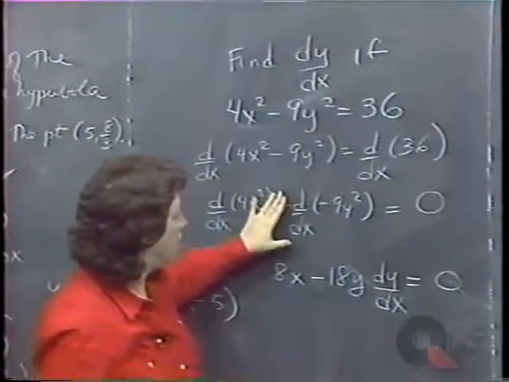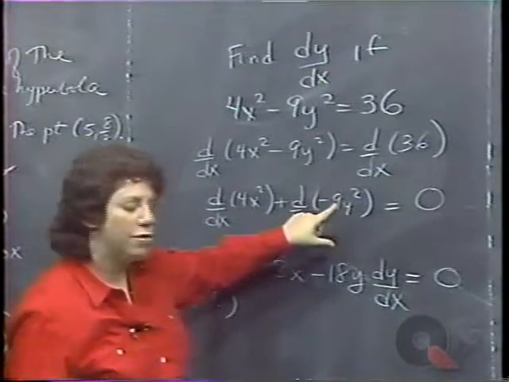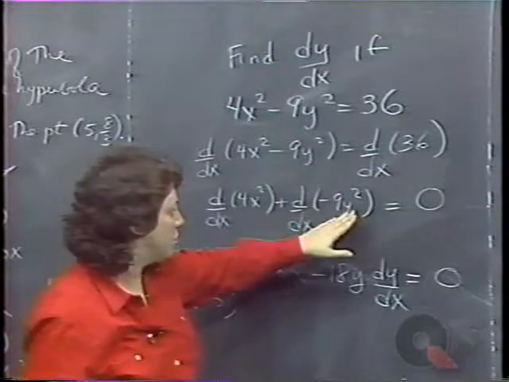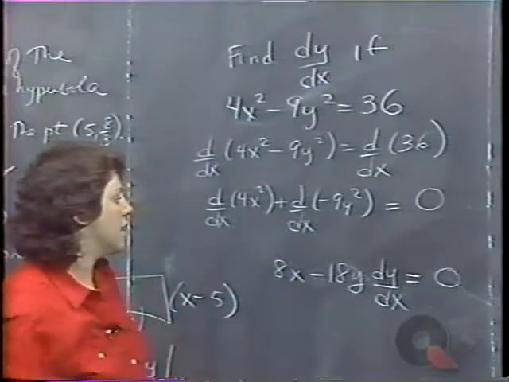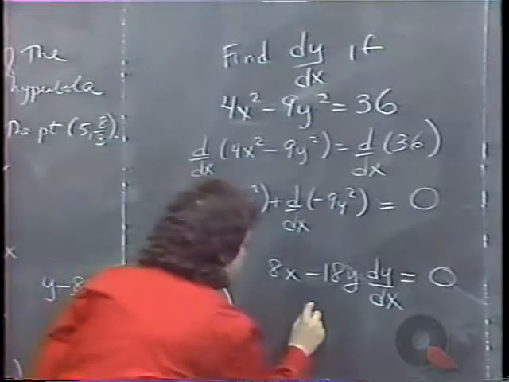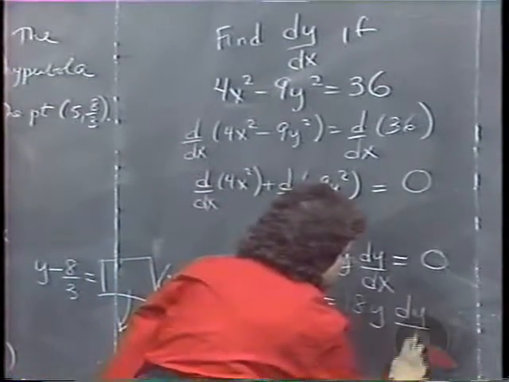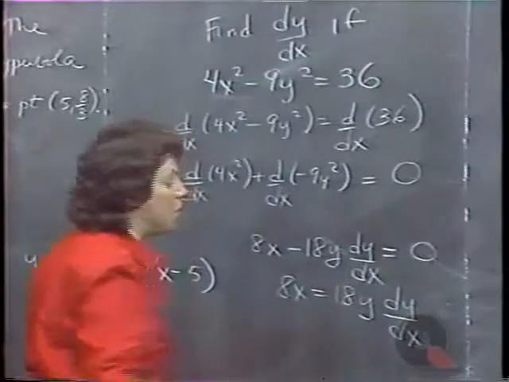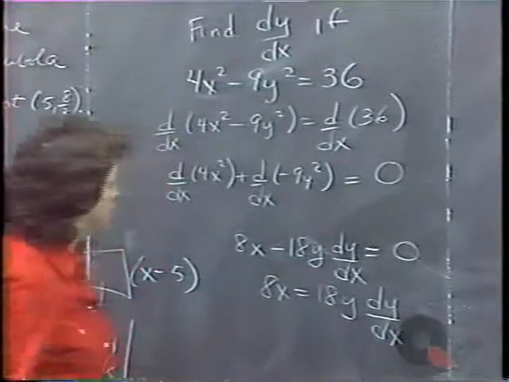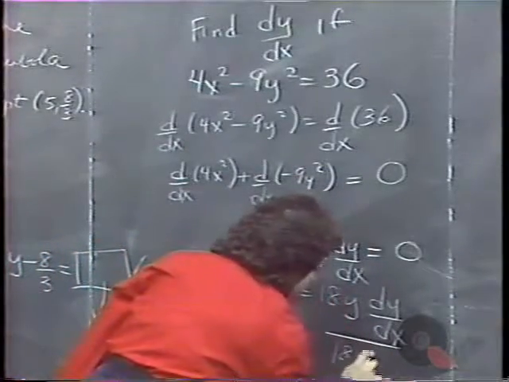It's really minus 9 times the derivative of y squared, and the derivative of y squared with respect to x is 2y dy/dx. So it's minus 9 times the 2y dy/dx to give us the minus 18y dy/dx. Okay, 8x equals 18y dy/dx. You can bring the terms with dy/dx to the right side instead of keeping them on the left. Here it seemed easier because I could eliminate the minus sign. And now divide both sides by 18y.